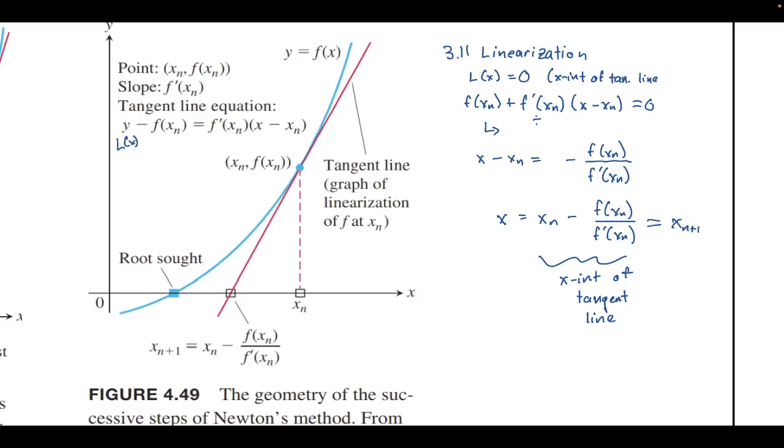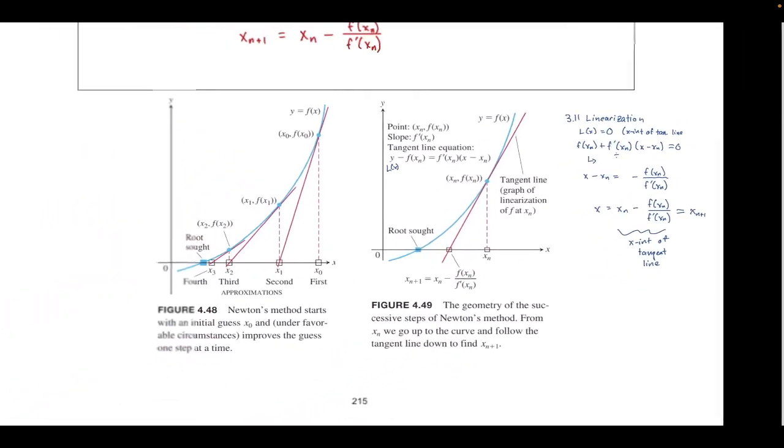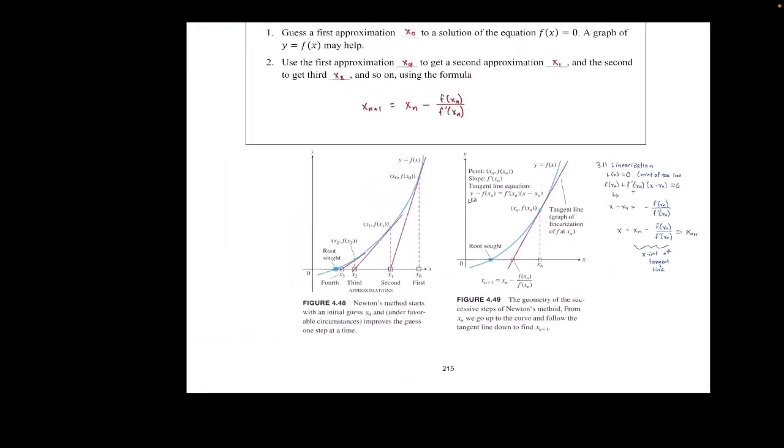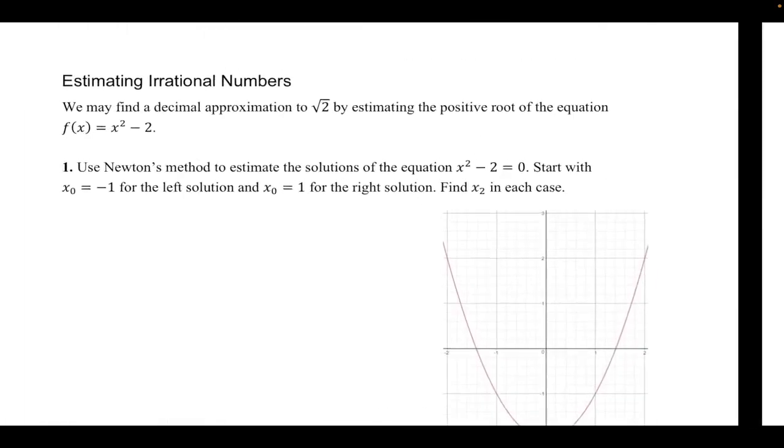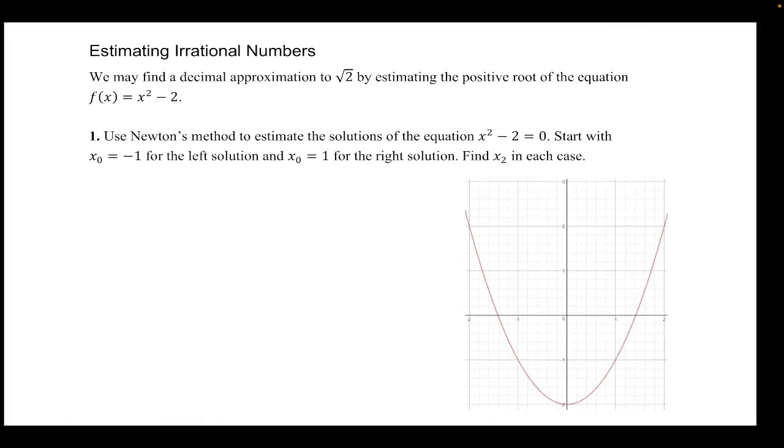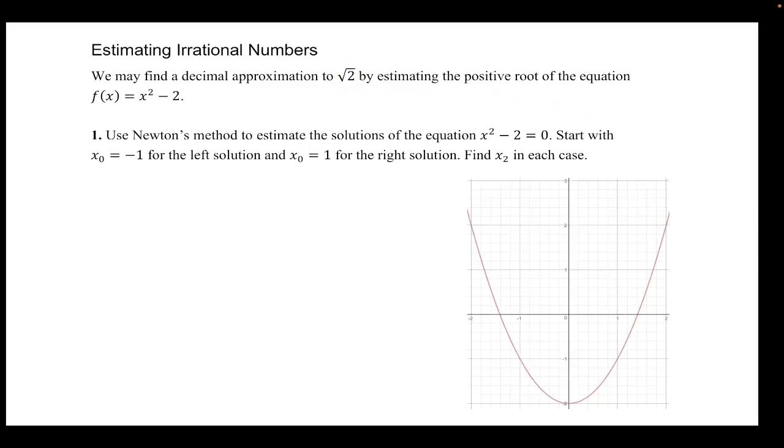The rest of this lesson is just going to be getting the hang of using this formula and making sure we understand what we're doing at each step. So on the next page, we're looking at an actual estimation of irrational numbers. So we might find a decimal approximation of the square root of 2, which we're going to do by using this graph to estimate the positive root of the equation f of x equal to x squared minus 2.